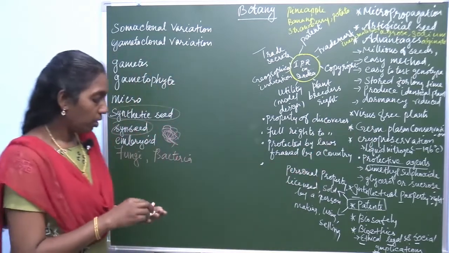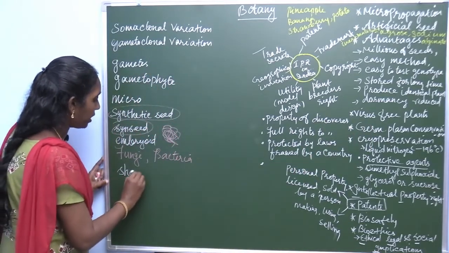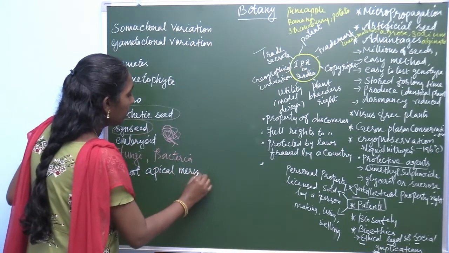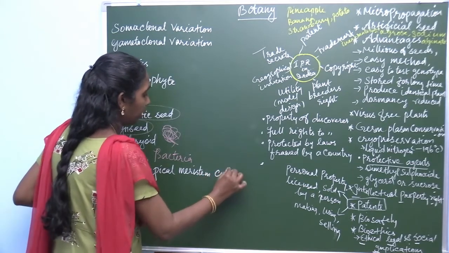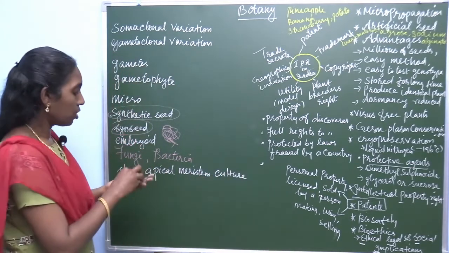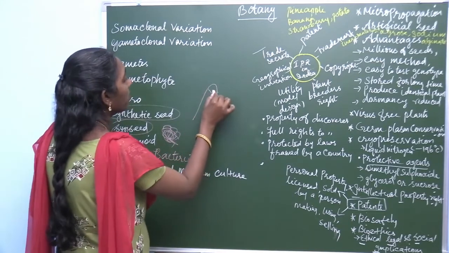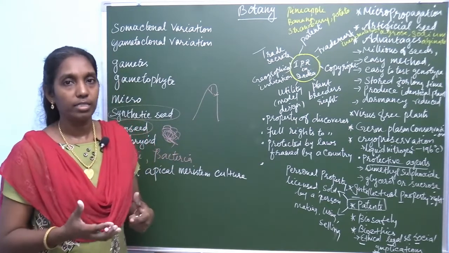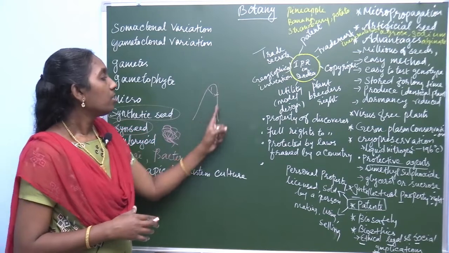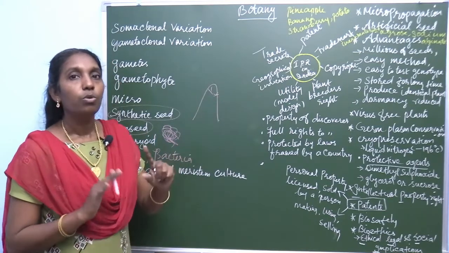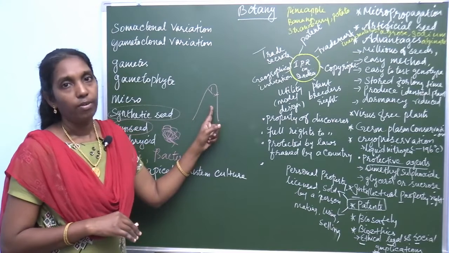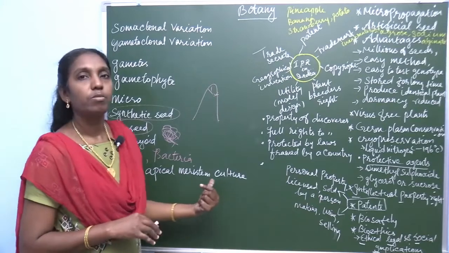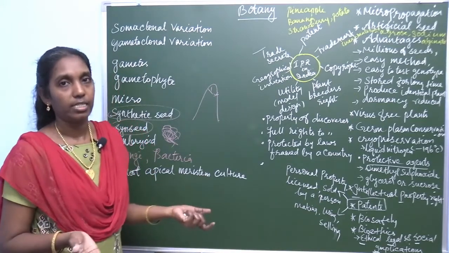It's possible to develop them from shoot apical meristem culture. Here the shoot apex is selected, and from this region the tissues are derived and cultured in the nutrient medium, and this shoot tip is not affected by virus. Because of this reason the shoot apical meristem is selected for culturing virus free plants.